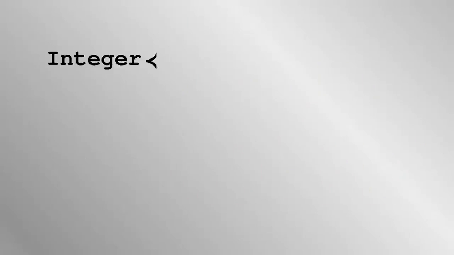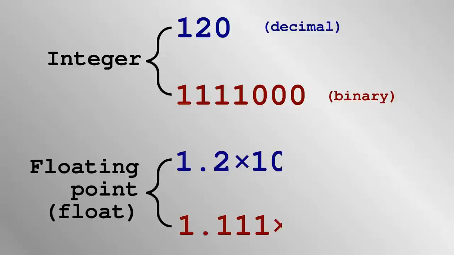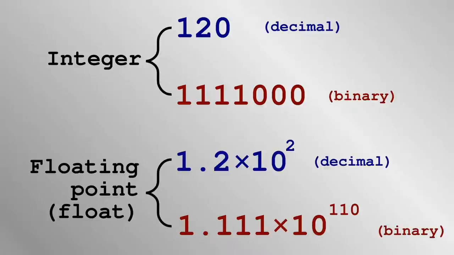Just a note, when I say the word number in this video, I am referring to an integer, or whole number. There is also a way to store fractions in a binary version of scientific notation called floating point numbers, or floats. I won't go into how they work, but the general principle outlined here still applies.